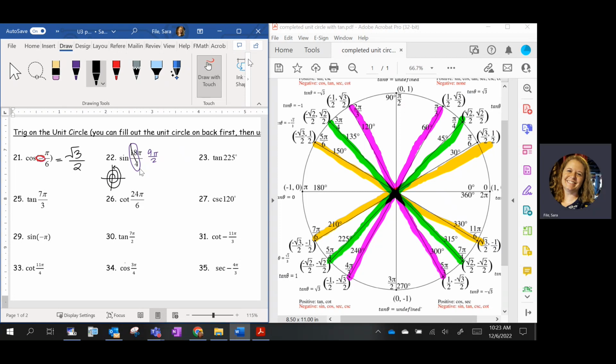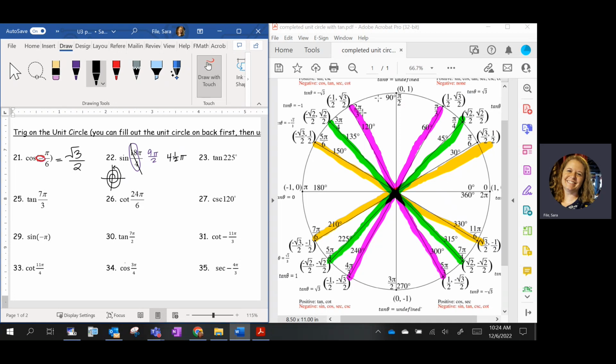If it helps you to change this to a mixed number, 2 goes into 9 4 times with 1 left over. So we went 4.5 pi. So we went 4 pi was 2 circles, and then the half pi put us here. Does that make sense? So think of that however you want.